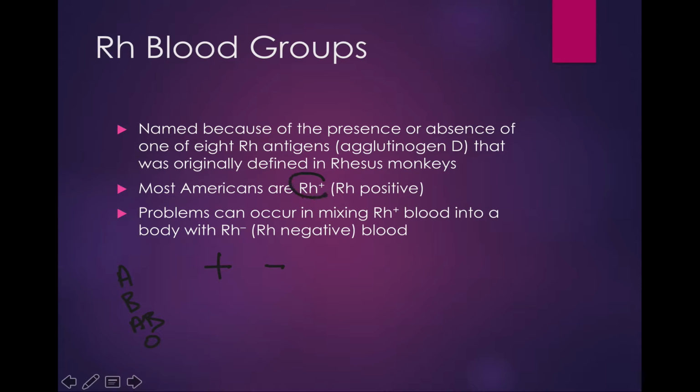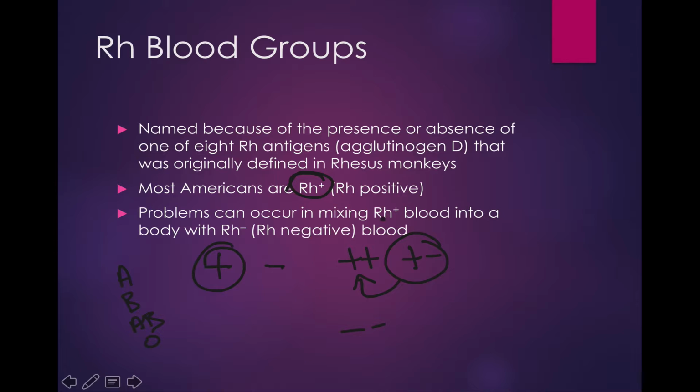Most Americans are Rh positive. It's the dominant trait. So that means that you can be positive positive, or positive negative. That would be heterozygous, and that would give you a positive outcome. Or you could be negative negative, which would give you negative blood.